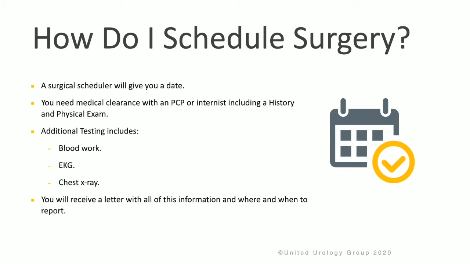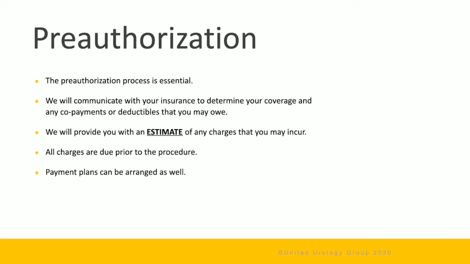Additional testing can include blood work, an EKG, and a chest X-ray. You will receive a letter with all of this information about where and when to report. The pre-authorization process is essential. We will communicate with your insurance to determine your coverage and any co-payments or deductibles that you might owe. We will provide you with an estimate of any charges that you may incur, and all charges are due prior to the procedure. Payment plans can be arranged if necessary.